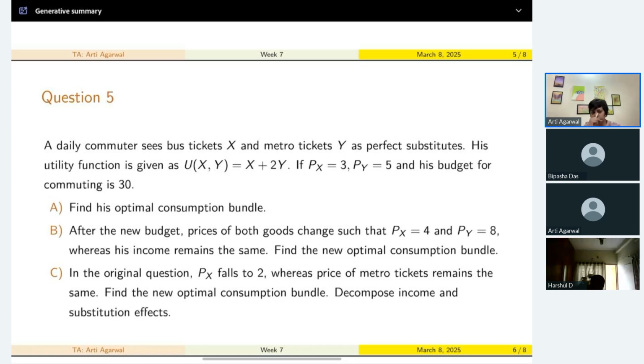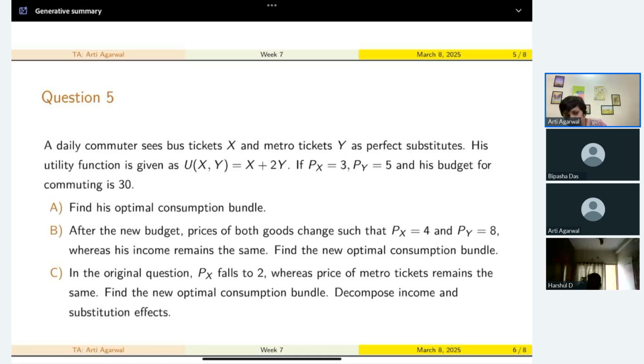So you are given that a daily commuter sees bus tickets and metro tickets as perfect substitutes, X and Y. And his utility function is X plus 2Y. Prices of X and Y are given as 3 and 5. And his budget is given as 30. So firstly, we find the optimal consumption bundle, which I think you can all do. Now, after the new budget, the prices of both goods change such that Px is equal to 4 and Py is equal to 8, whereas his income remains the same. So now we need to find a new consumption bundle.